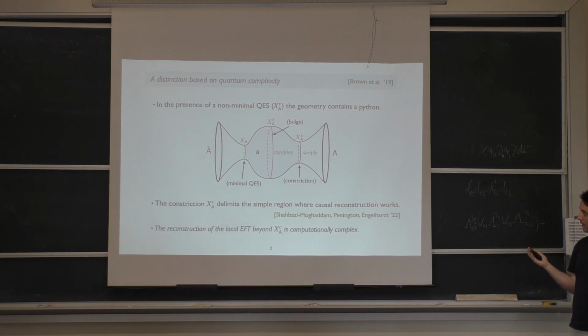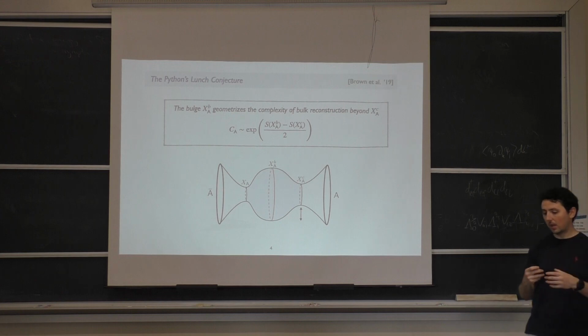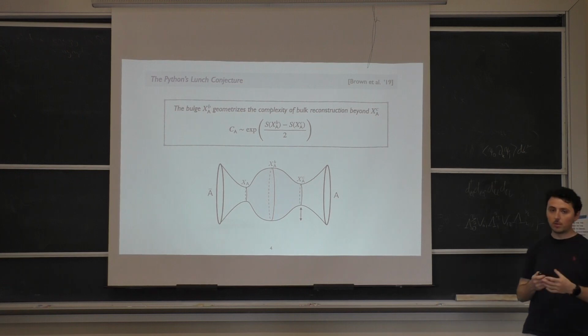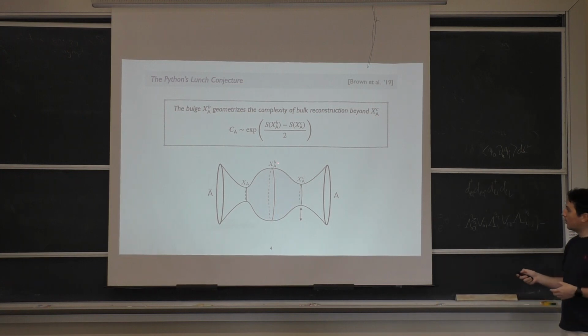Now, the main idea that the Python's lunch conjecture is trying to convey is that the reconstruction beyond this surface is complex. Okay. In particular, the proposal is that the complexity to reconstruct operators beyond the outermost extremal surface is geometrized by the generalized entropy of the bulge quantum extremal surface. The proposal is that the complexity to reconstruct the interior scales exponentially with this particular exponent. So the exponent is the difference in generalized entropies between the bulge and the constriction. So basically this jump in areas for the classical case.